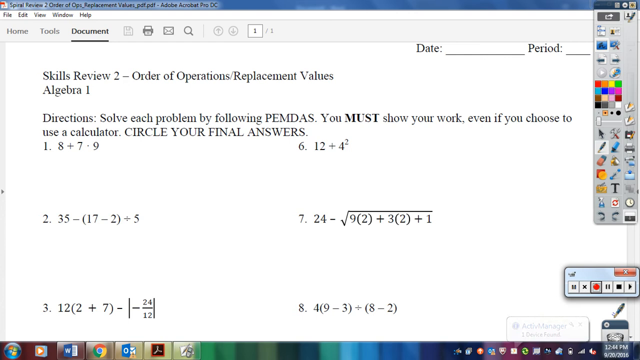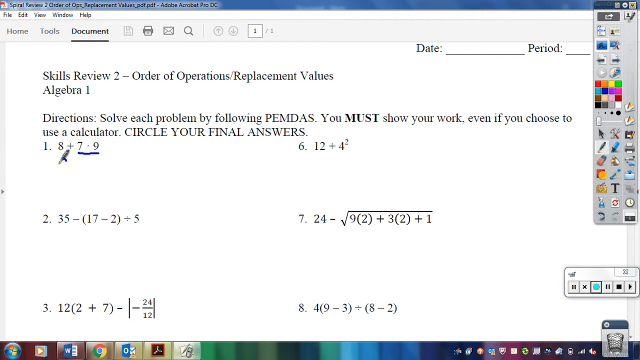This is the review for spiral number 2. One thing to notice in the directions is that it says to solve a problem by following PEMDAS, you must show your work even if you choose to use a calculator. Circle your final answers. Let's talk about question number 1, following order of operations.